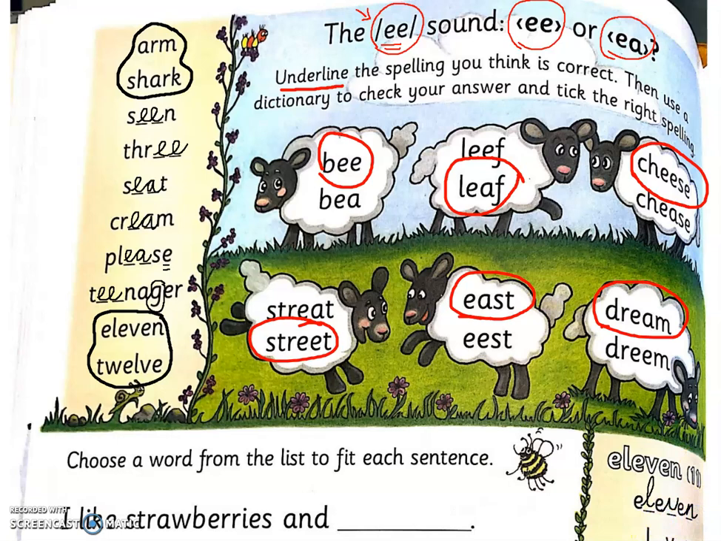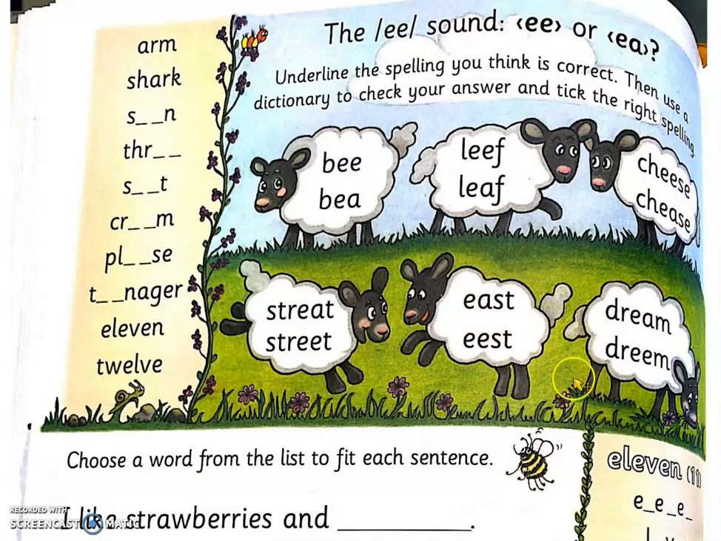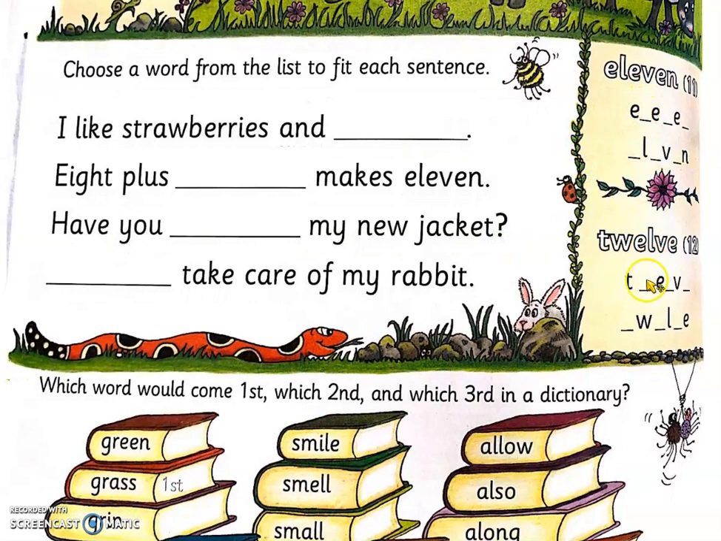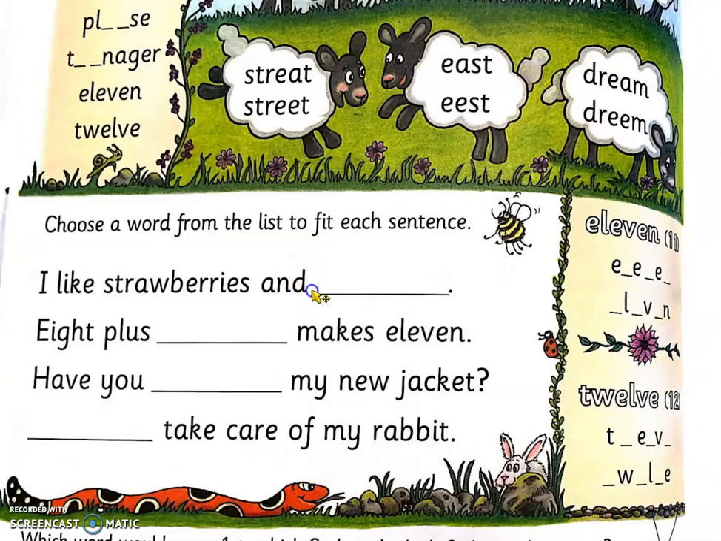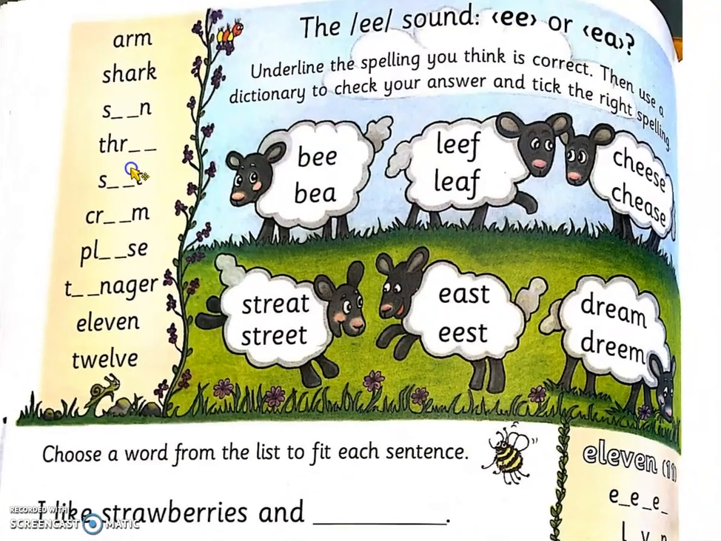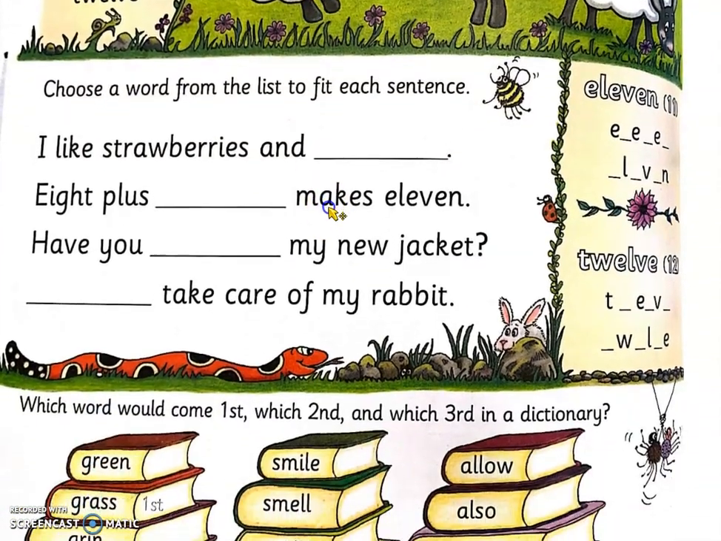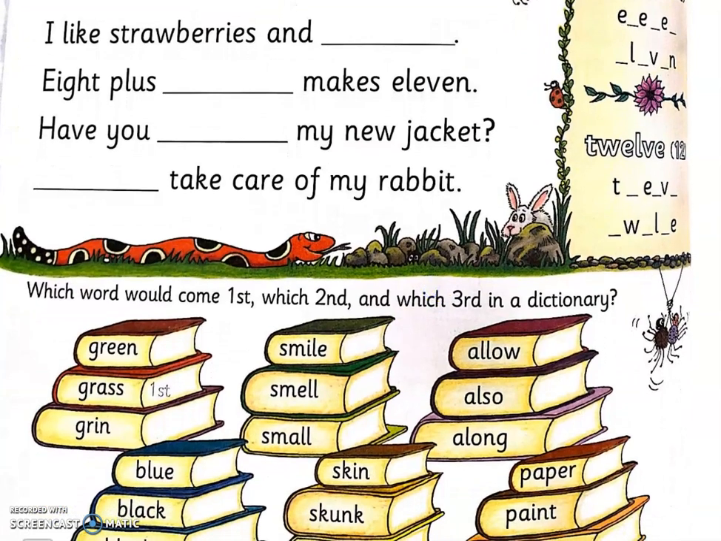I'm just going to clear this page and move it up so I can join you. Okay, so you can fill in 11 and 12 yourselves, and then I want you to choose a word from the list to fit each sentence. Now I'll do the first one with you, but you're going to do the others on your own. I like strawberries and... Now, which one from the list makes sense? I like strawberries and... Well done, cream. I like strawberries and cream. So I'll write that in with you, and then you are going to do the other ones on your own. C-R-E-A-M.